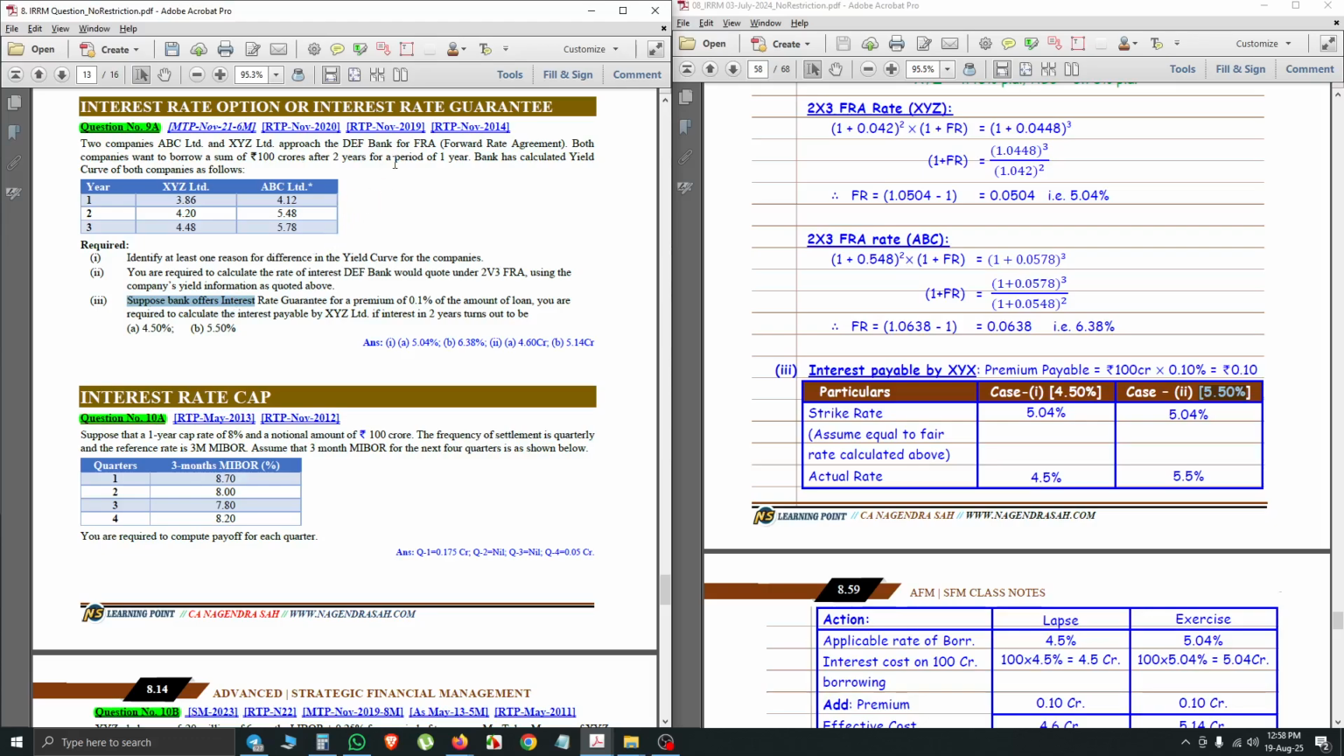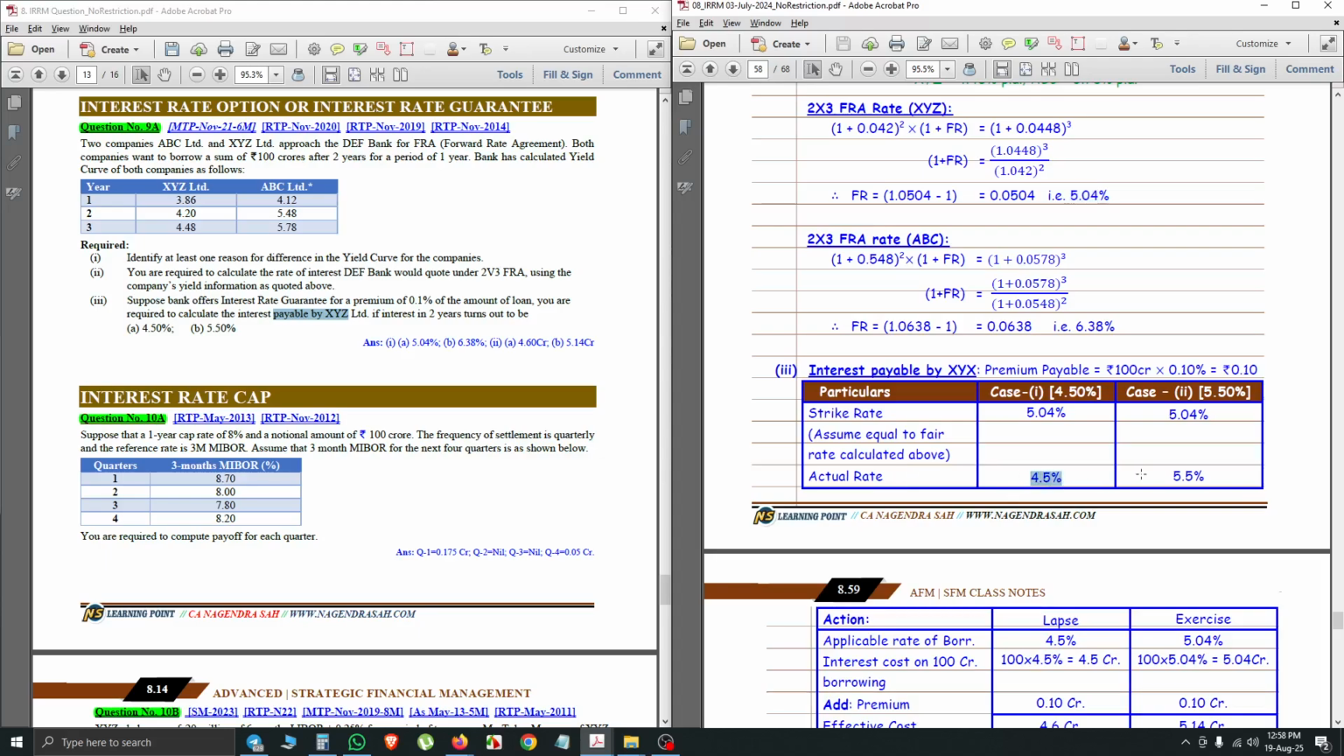Bank offers for XYZ, for one bank they are calculating. So the strike rate, they are assuming, is not actually given in this question. So they are assuming XYZ's fair rate, the forward rate, is the strike price.